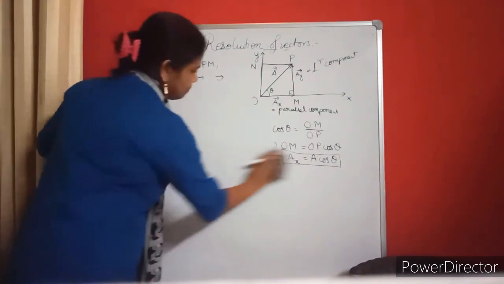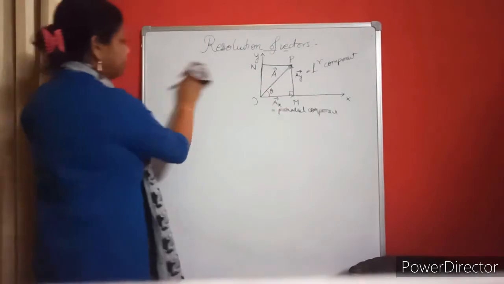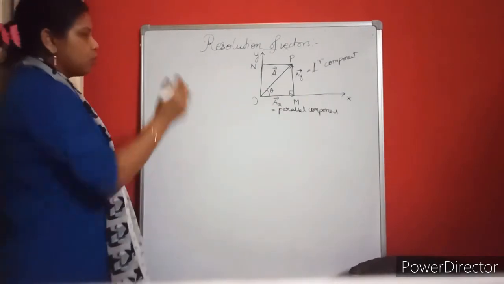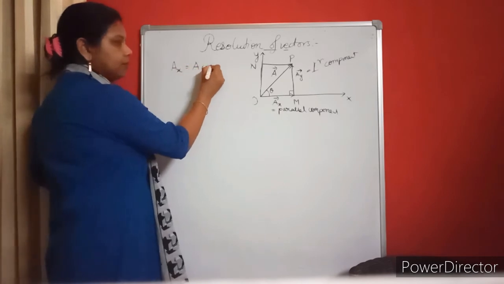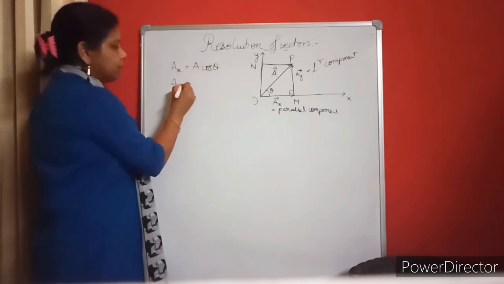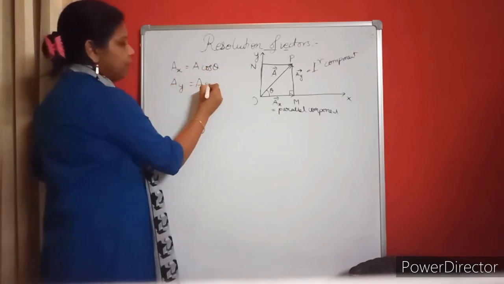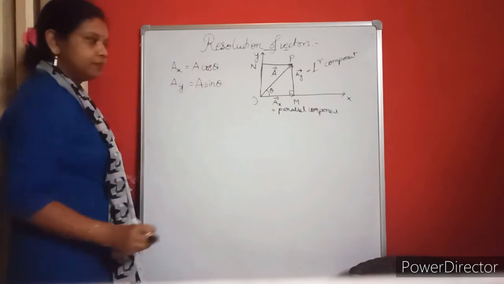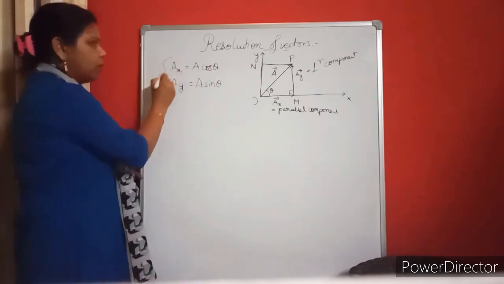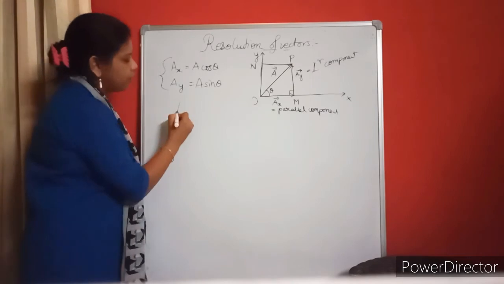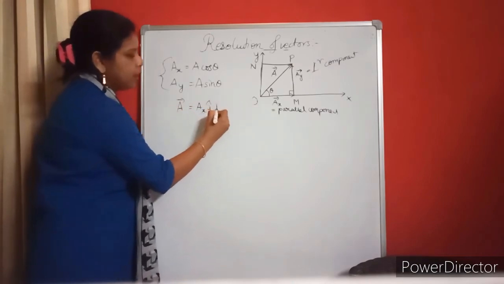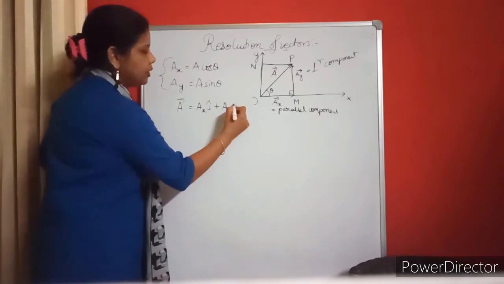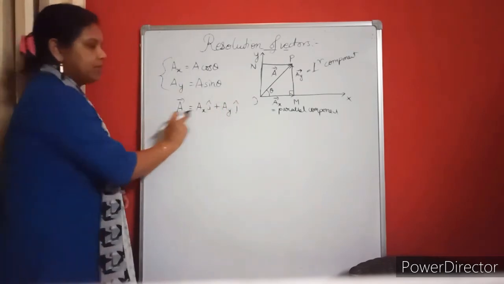Now let's move to the next part. Next part means same topic, not over. Numericals afterwards we will do. So what we got, AX is equals to A cos theta and AY is equals to A sin of theta. Another thing we got from here is A vector is equals to AX i cap plus AY j cap.